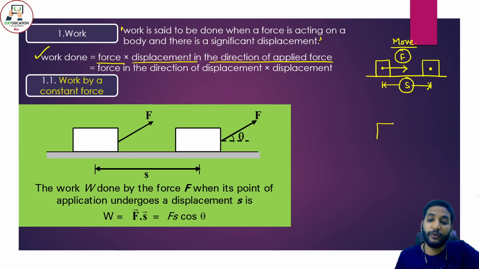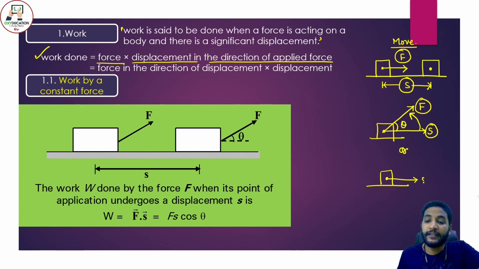For example, if a force is applied in this direction and the displacement is actually in the horizontal direction at some angle theta, then you have to take the component of the force in the direction of displacement, or the second definition says: this is the displacement, this is the direction of force applied, and this is the angle theta. You can take the component of this force in the direction of displacement, that will be F cos theta, into the displacement.